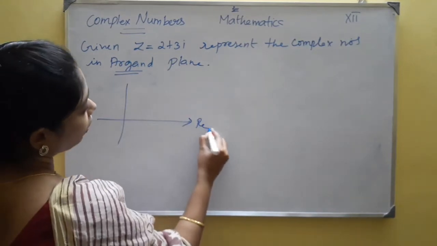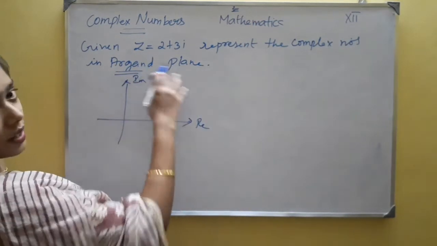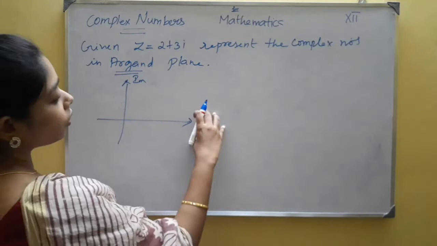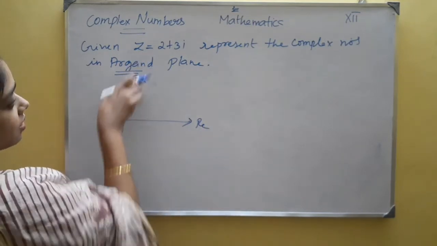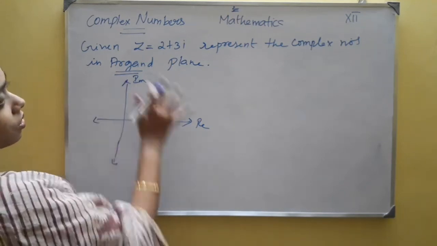So this is supposed to be called real, and this is imaginary. Instead of x-axis, y-axis, since we are dealing with complex numbers, we want to consider this as real and this as imaginary line, same way. Okay. So this is called Argand plane.